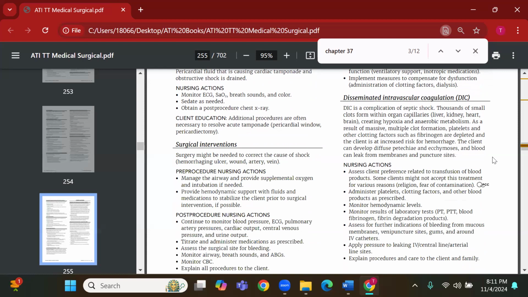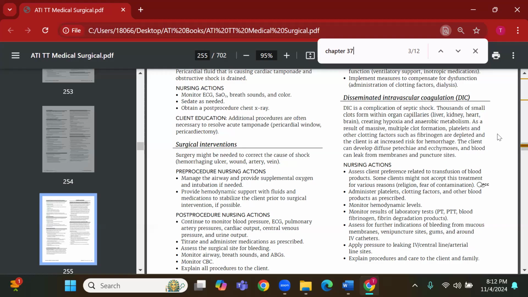Thousands of small clots form within organ capillaries, liver, kidney, heart, and brain. Yeah, like that's almost impossible to come back from. So remember, you clot, clot, clot, then you bleed, bleed, bleed. Okay. So what happens is you get the clots first, creating hypoxia and anaerobic metabolism. As a result of massive multiple clot formation, platelets and other clotting factors like fibrinogen are depleted. It's probably because the body said, hey, we clotted off everything. Now, we clot. Well, you need to unclot. And the client is now at increased risk for hemorrhage.